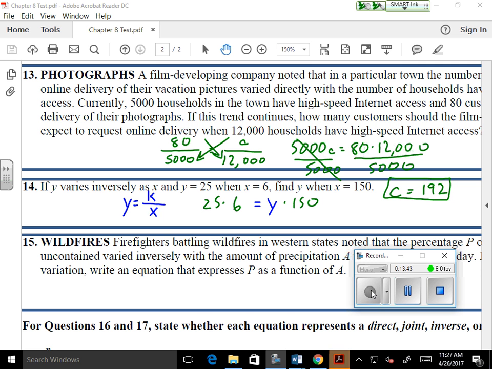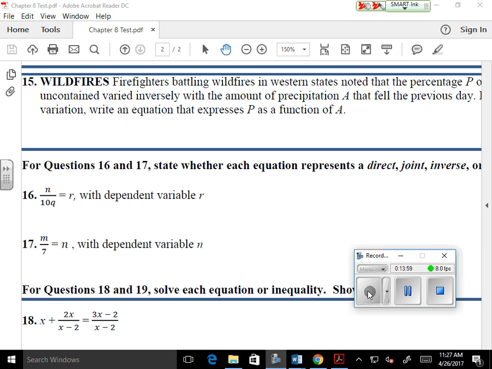So this is how it looks when you do an inverse variation. It's not quite like a proportion. It's kind of the opposite of a proportion. So divide by 150. 6 times 25 is 150, so you get y equal to 1.